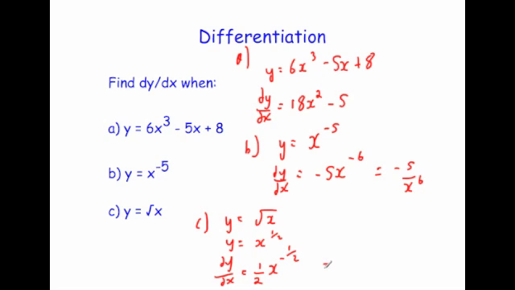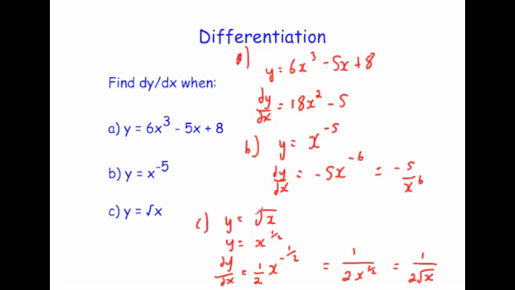Again, if you wanted to rearrange this, because it's got a minus power, you can bring it to the denominator. So it's going to be 1 over 2, and then x to the half, like so. So you could write this in this format if you wish. Also, you could put that back in as a square root, so it'd be 1 over 2 root x.